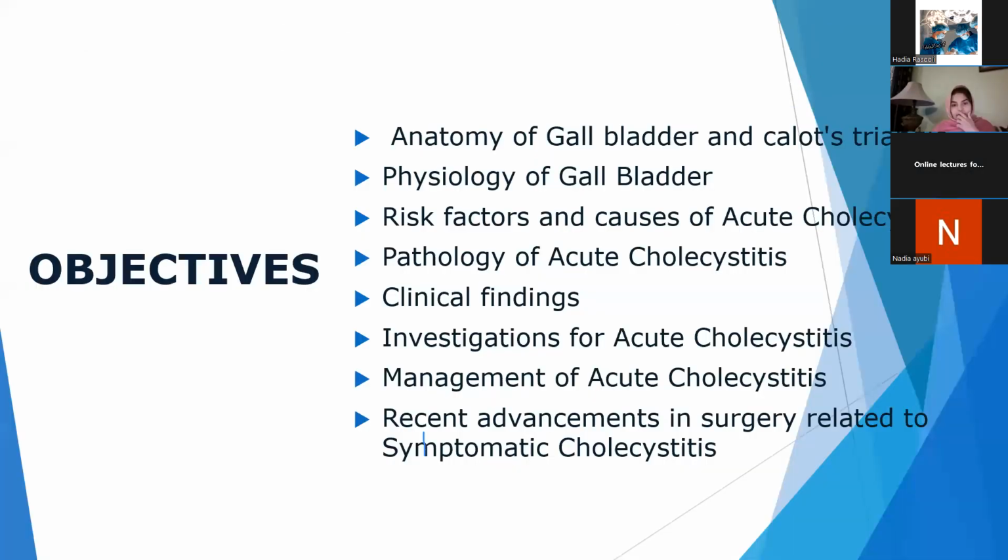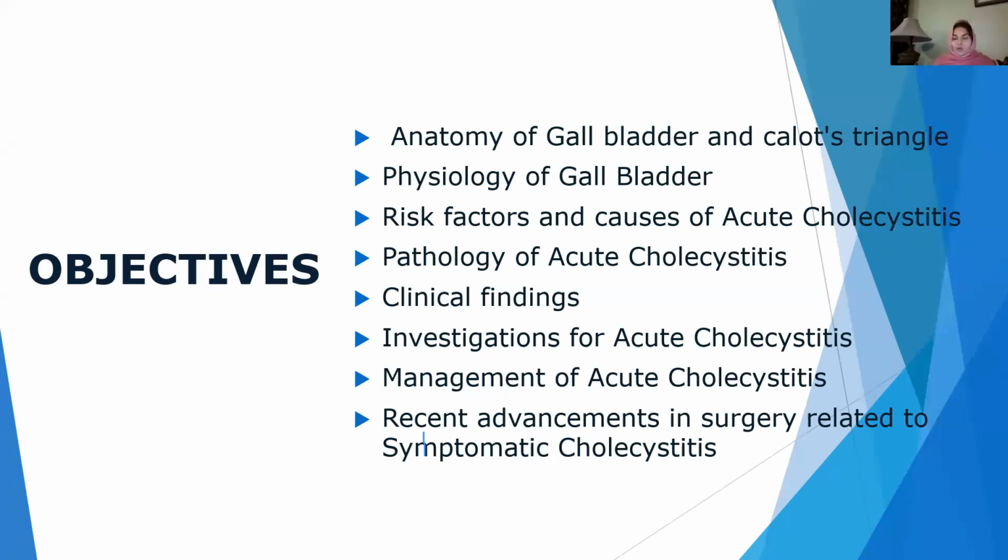So again, in this quick 40-50 minutes, I will try to sum up all the salient points and information you need to know about gallbladder pathologies, especially acute cholecystitis, the acute inflammation of the gallbladder. In the etiology, we will see what the risk factors are, then the pathophysiology, and how we can diagnose and how we can manage.